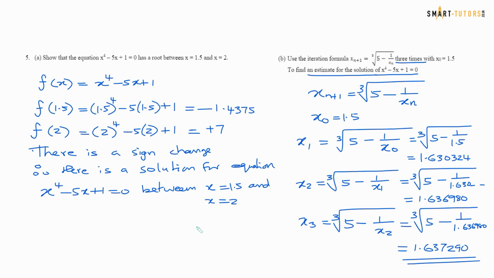They ask you to do it 3 times. We have done 3 times. So the estimate answer is x equals 1.637290. That is the estimate solution for the equation.